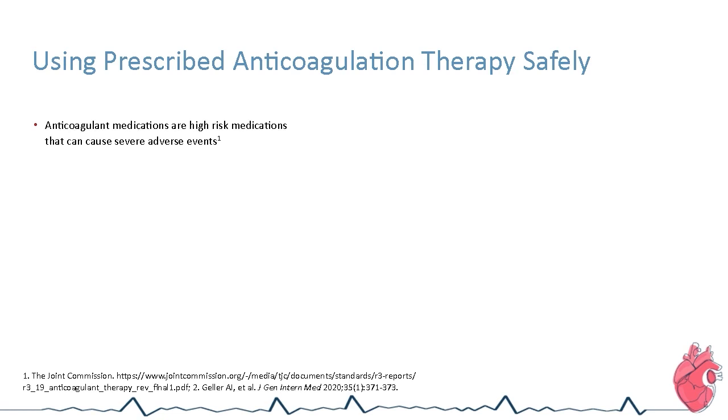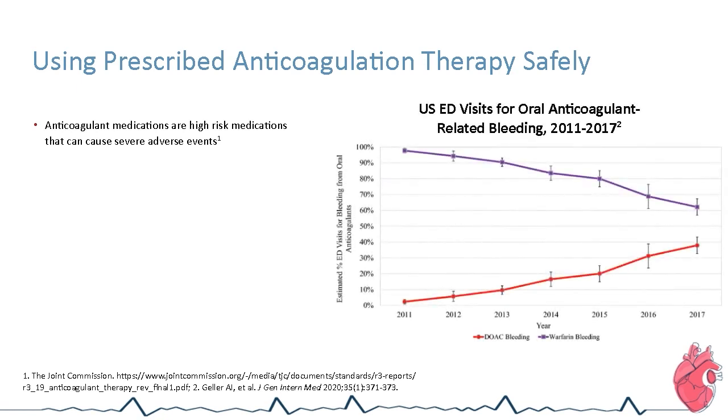cause severe adverse effects. A study by Geller and colleagues examines the rate of emergency department visits in the U.S. for anticoagulant-related bleeding between 2011 and 2017 and found that oral anticoagulant-related bleeding accounted for 15.5% of all emergency department visits for adverse drug events. This was based on over 3,600 surveillance cases.